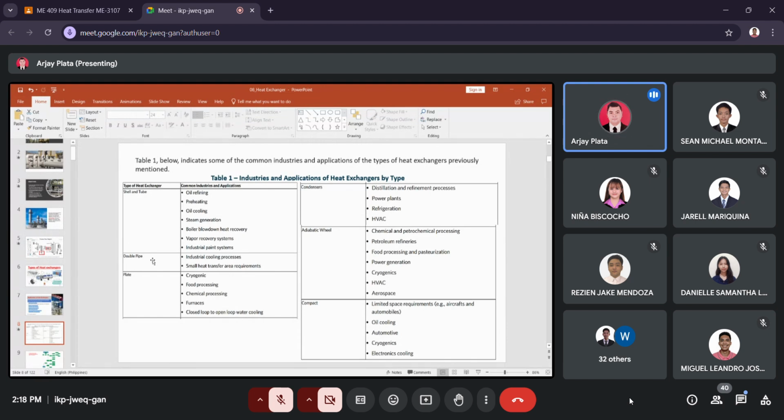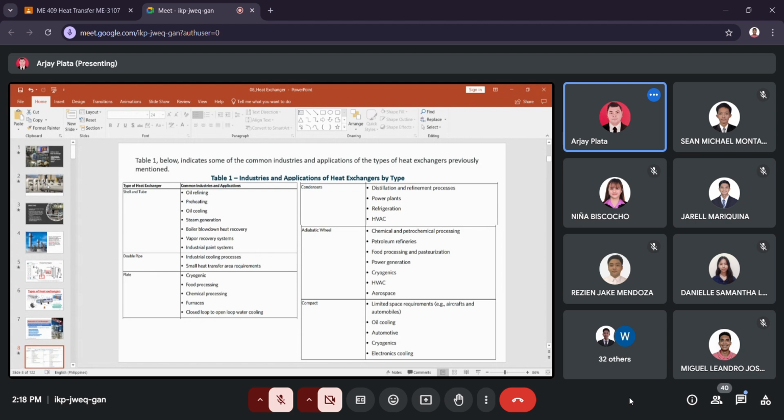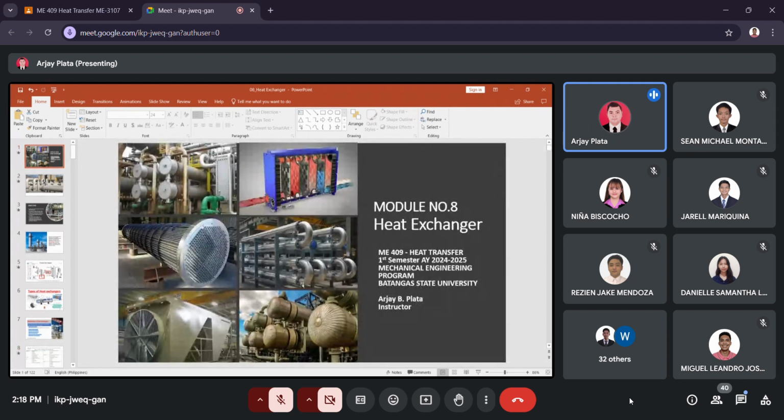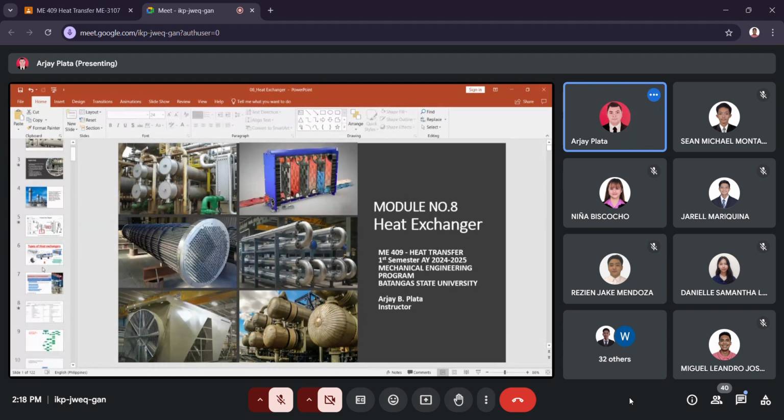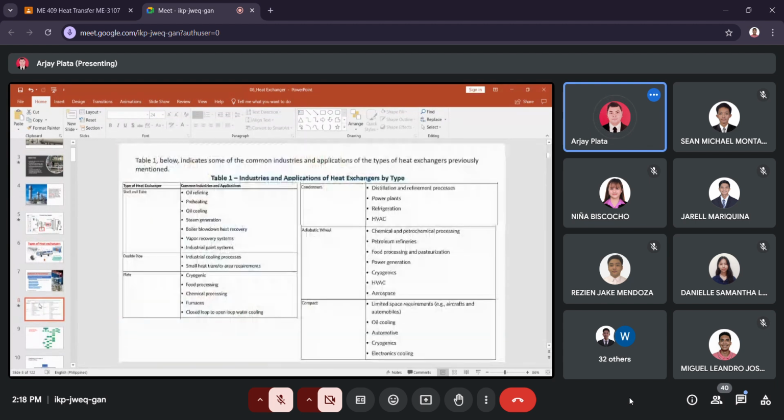The double pipe, the one that I showed you, is commonly used in industrial cooling processes and where small heat transfer area is required. So that's one of the considerations.